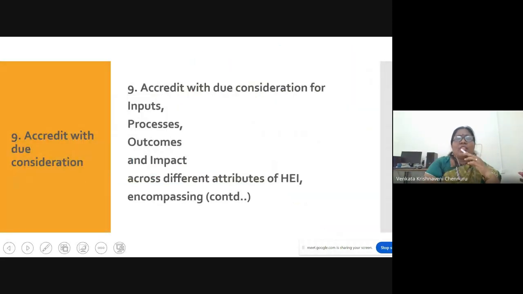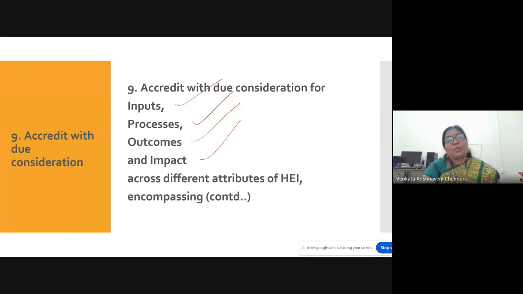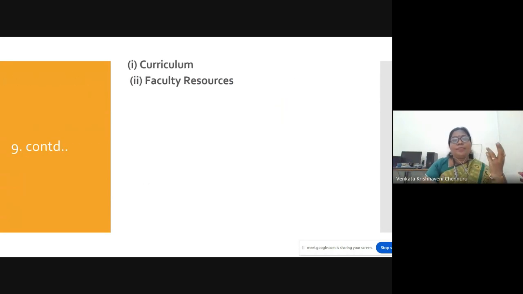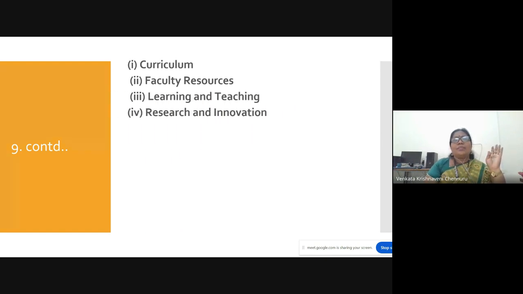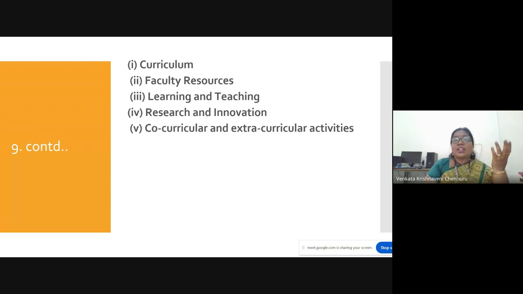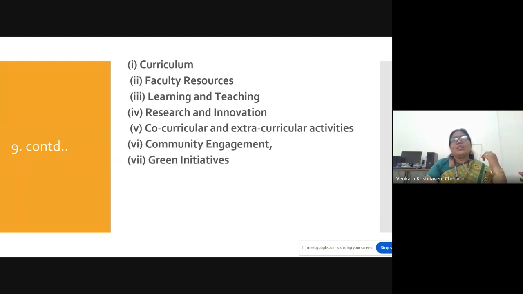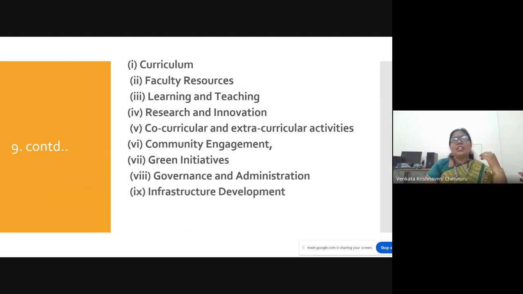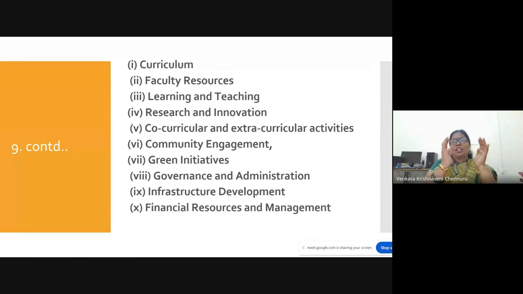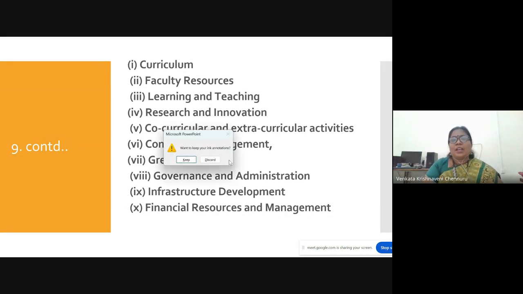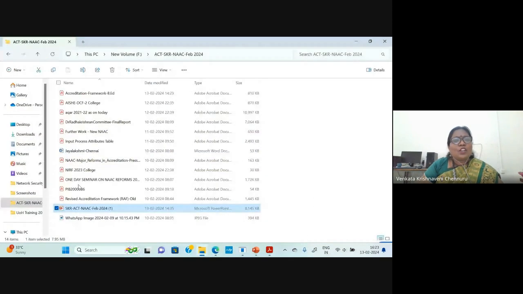Ninth point is accreditation with consideration for input, processes, outcomes, and impact across different attributes of HEI encompassing curriculum. All these are to be taken into consideration for input, process, outcome, and impact also. Curriculum, faculty resources, teaching and learning, research and innovation, co-curricular and extracurricular activities, community engagement, green initiatives, governance and administration, infrastructure development, financial resources and management. So for all these, input, process, outcome, impact are considered.